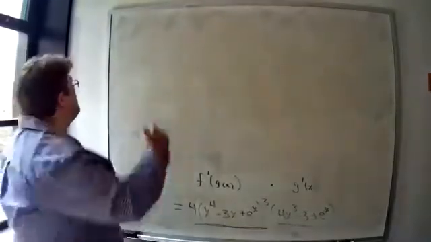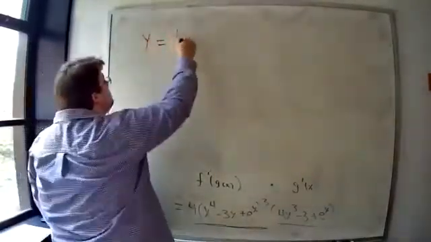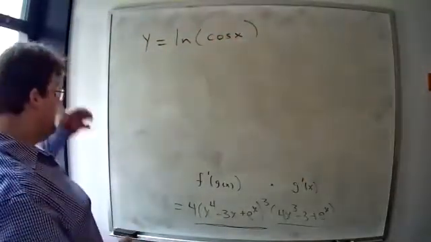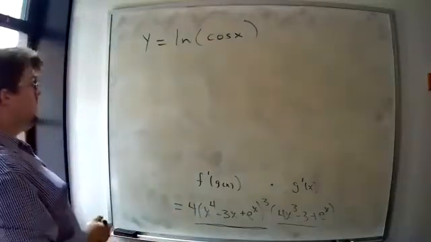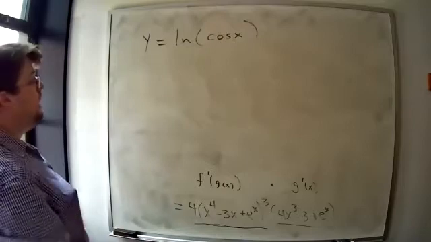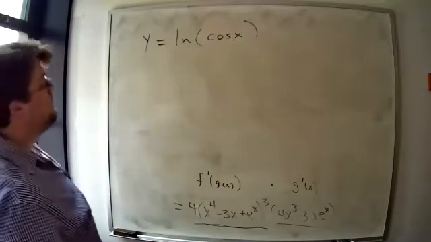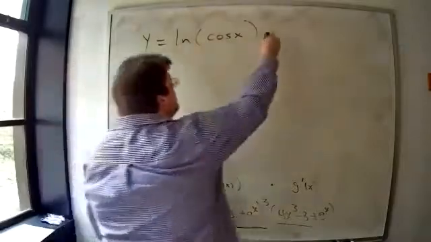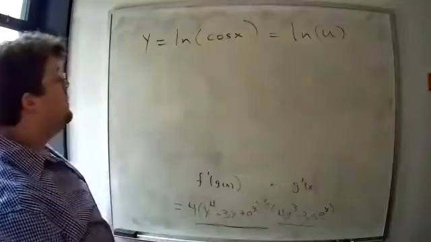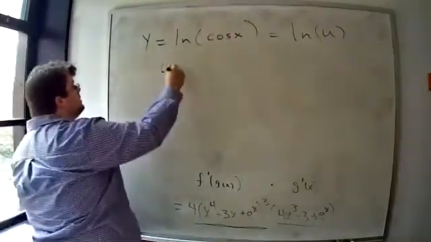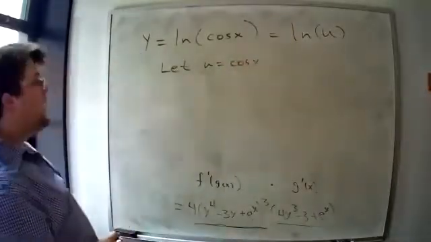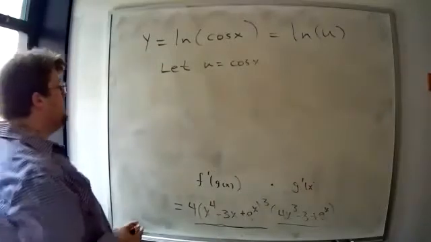Next, we have what? Log of cosine x. So here we have log of cosine of x, the natural log of cosine of x. In our derivative rules, we have a rule for the natural logarithm. So what we can do is make a substitution here. Let u be that inside function cosine x, so that y is now written in terms of u, natural log of u.